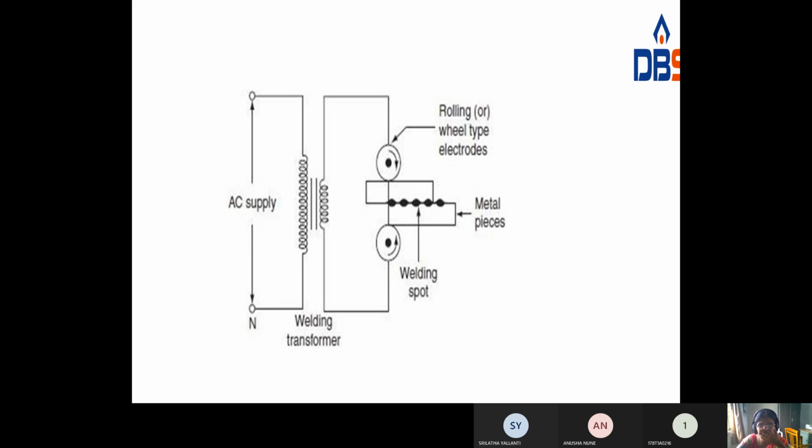See, this is the arrangement and construction of the seam welding. Here is a continuous series of spot welding. Seam welding is nothing but that. So that's why here you do not use tip electrodes.